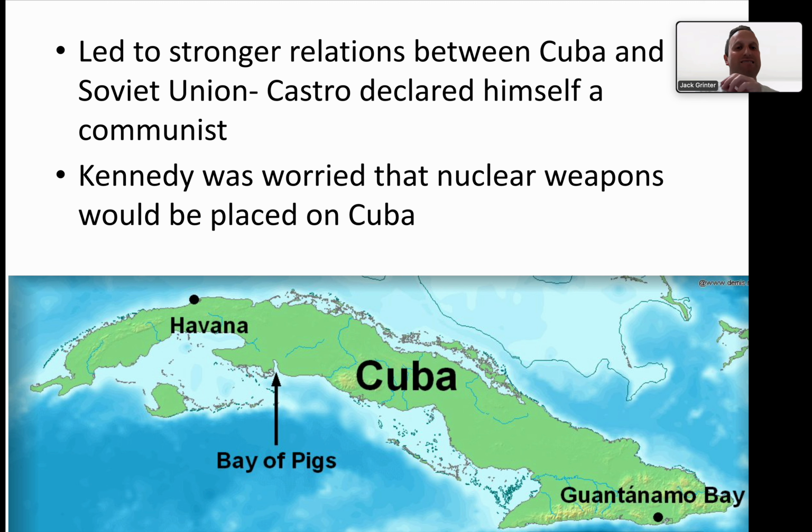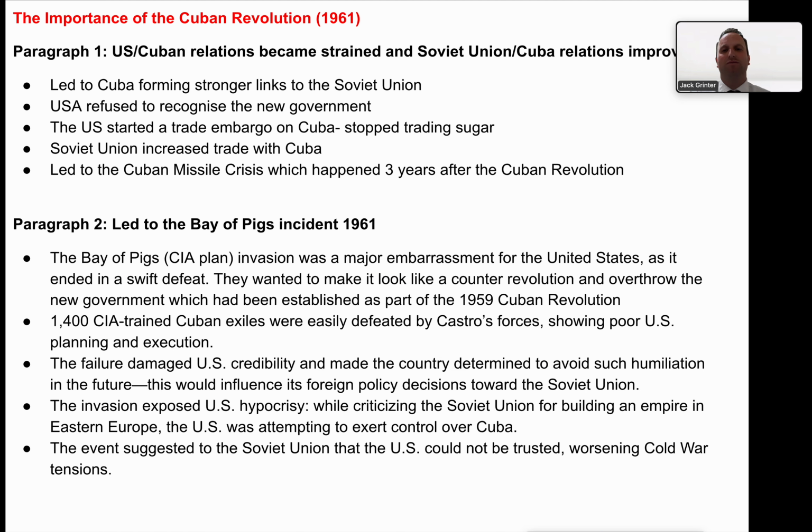Castro then declares that the 1959 revolution is a communist one. And Kennedy at this point now, he's thinking, well, right, our relationship with Cuba's now got even worse. He's worried about there being nuclear weapons placed on Cuba.